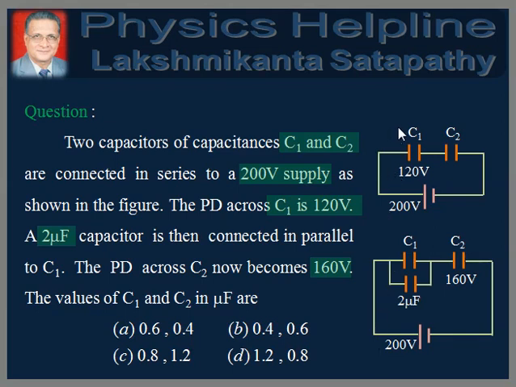Two capacitors C1 and C2 are connected in series across a 200 volts DC supply. It is observed that the voltage drop across C1 is equal to 120 volts. Then a 2 μF capacitor is connected in parallel with C1. Due to this, it was observed that the potential drop across C2 was 160 volts. From this given data, we are required to find the values of C1 and C2 in microfarads.